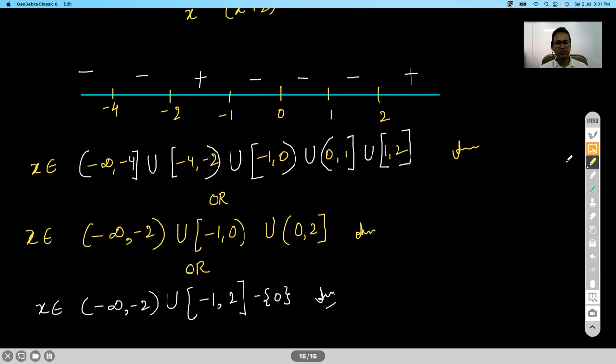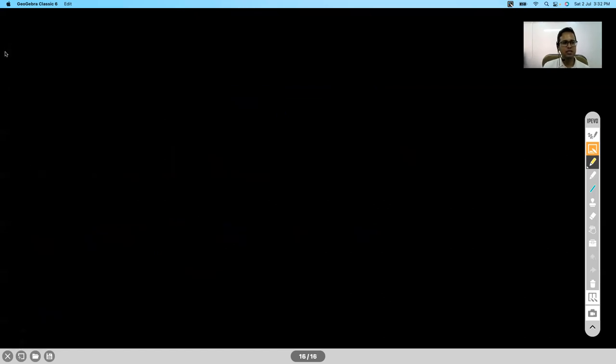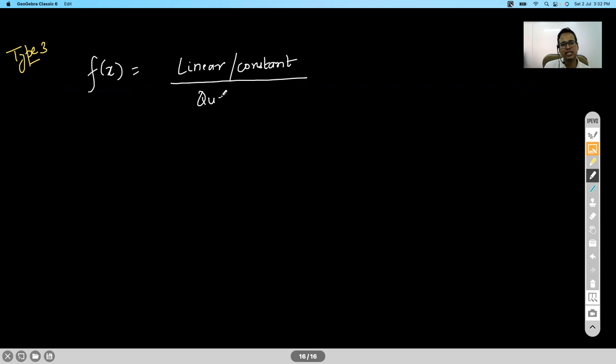Okay, good. So with this, we are now heading towards the third type of question. Type 3. Here I will take a question where there is a rational function which has a linear or a constant on the numerator and a quadratic in the denominator. So it has a linear or constant polynomial on the numerator and a quadratic polynomial in the denominator.